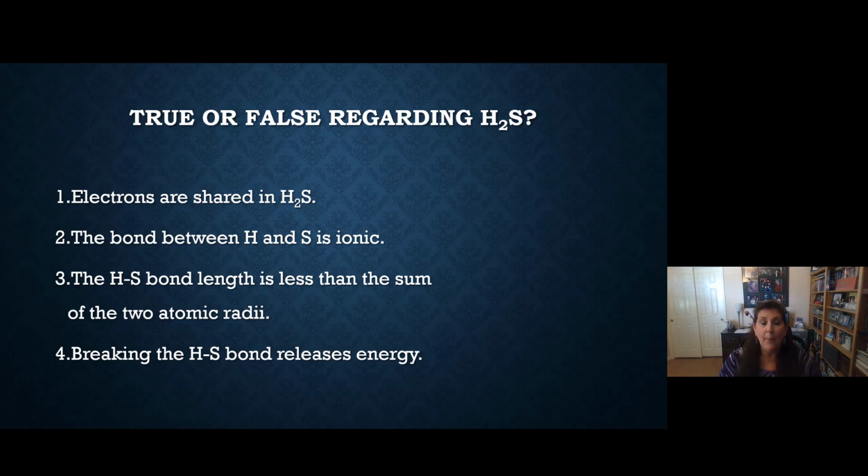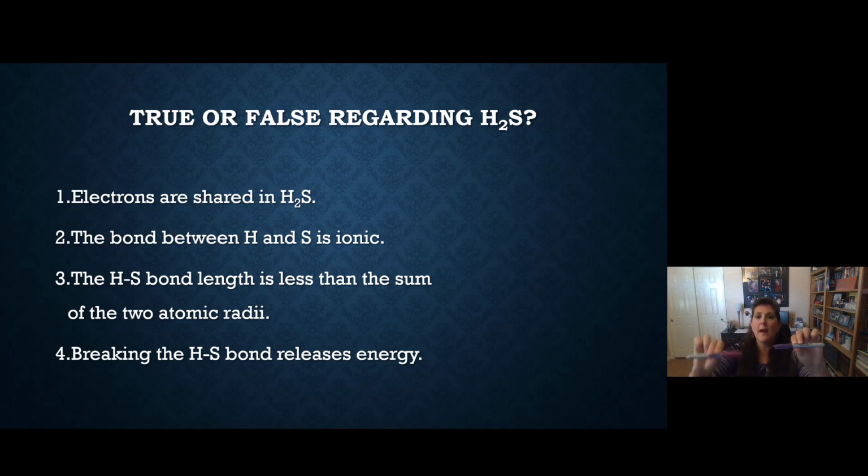Number two, the bond between H and S is ionic. Ionic bond between H and S, true or false? Yeah, that's false, right? H2S is a covalent compound with a covalent bond. It's a non-metal type compound. We don't have a metal. It's not ionic.